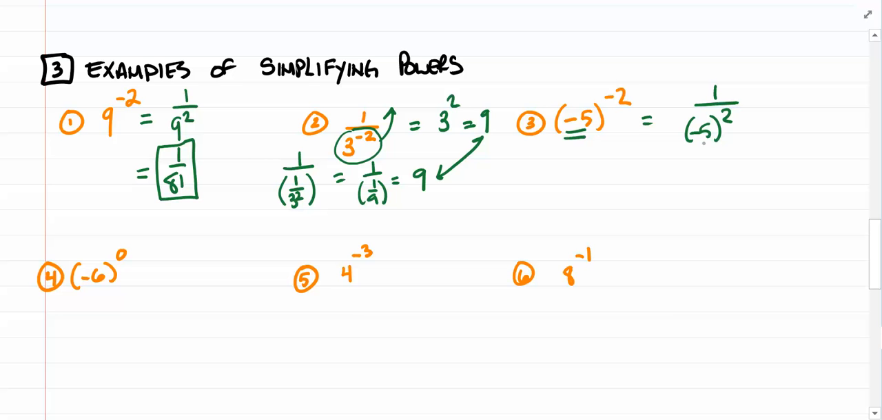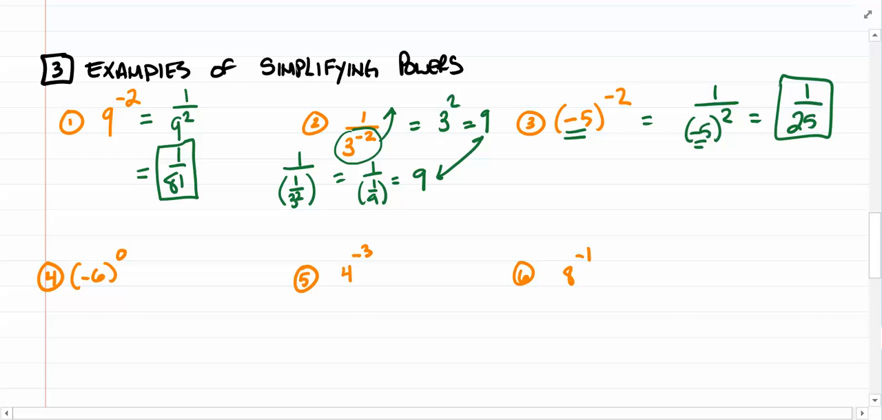Notice that my negative stayed with my negative 5 because there was a parentheses there. Okay? That would give me 1 over negative 5 squared, which is a value of 25, so I'd get an answer of 1/25. Negative 6 to the 0, as long as it's a non-zero number raised to a power of 0, will always give me a value of 1.